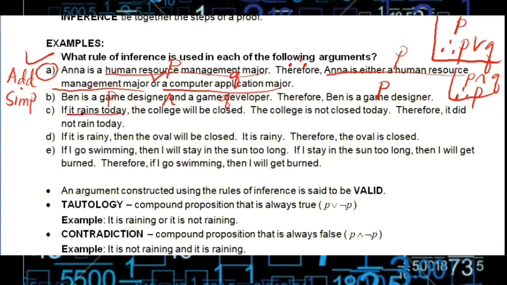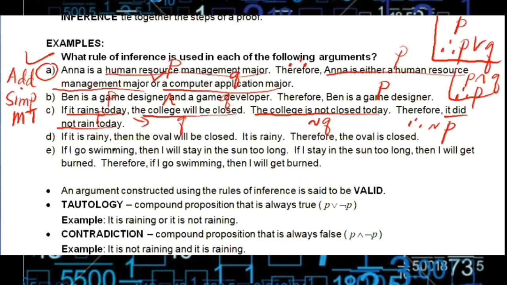Letter C. If it rains today, the college will be closed. So it rains is P. The college will be closed is Q. So meron tayong if P then Q. The college is not closed today. So nakita nyo, nag-negation. So this will be not Q. Therefore, it did not rain today. Then, ang naging conclusion niya, not P. So what formula is that? Modus tollens. So letter C, modus tollens.